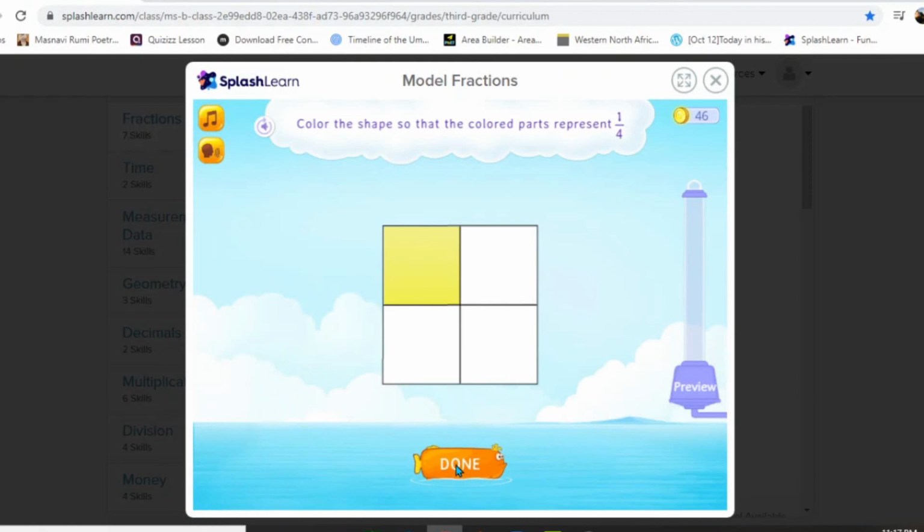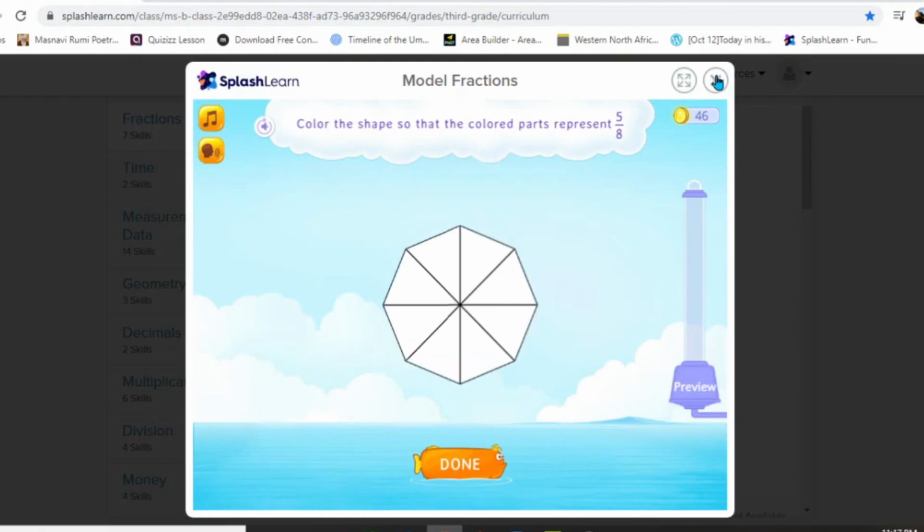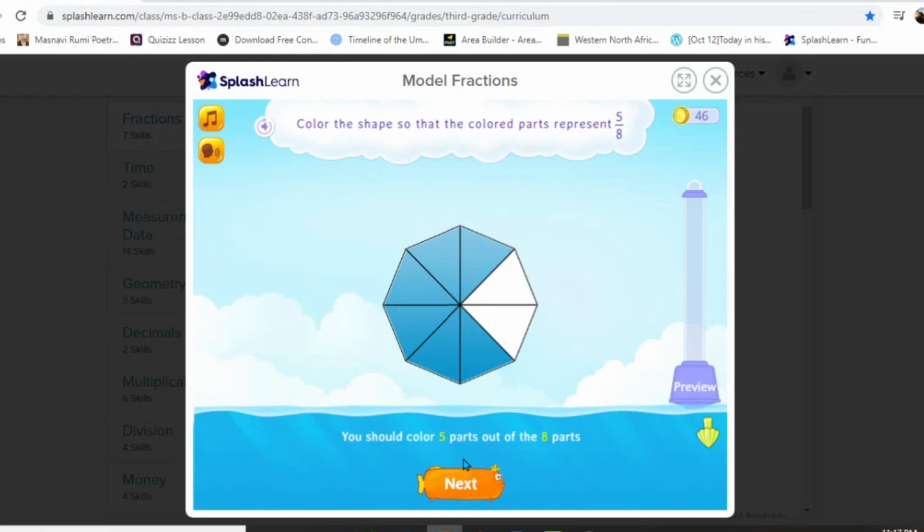Good going. So we can assign. Color the shape so that the colored parts represent 5/8. So I have to color 5 parts. So I'm just clicking and it's already shading it, coloring it. Done. Oops. Oh, I did it wrong. 1, 2, 3, 4, 5, 6. So I did it wrong, and here it's giving me a hint. You should color 5 parts out of the 8 parts.